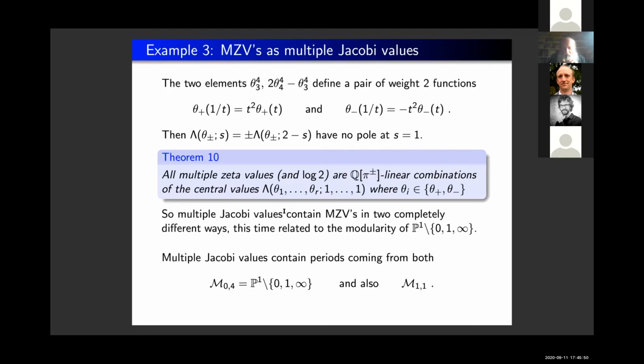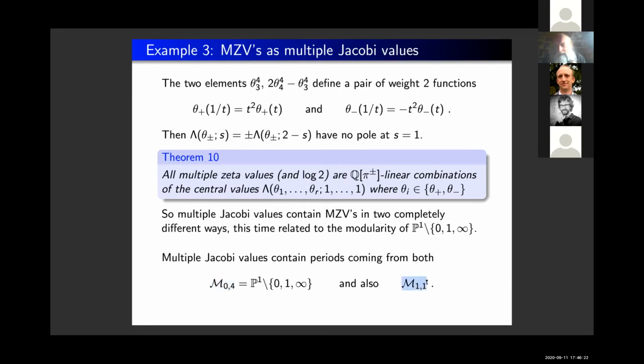These multiple Jacobi values are going to contain multiple zeta values in two completely different ways. The first, Brown's theorem on modular forms in some subtle way, and here in quite a direct way, using the fact that P1 minus 3 points can be uniformized using these theta functions. So these multiple Jacobi values see the geometry of the moduli space M04, P1 minus 3 points. That's this theorem.